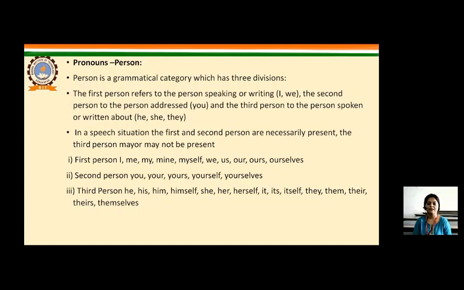So for any speech or for any communication, there are two persons who must necessarily be present. The third person may be there or may not be there. But if I'm in the class and I am talking about maybe our prime minister, so I'm telling that our first prime minister was Jawaharlal Nehru, then I'm telling about his birthday being celebrated as Children's Day. So here, who's the third person? He becomes the third person.